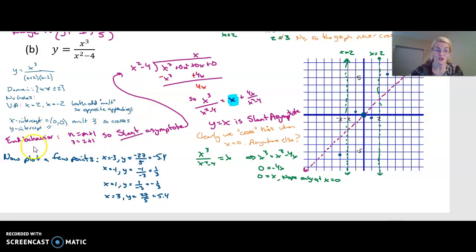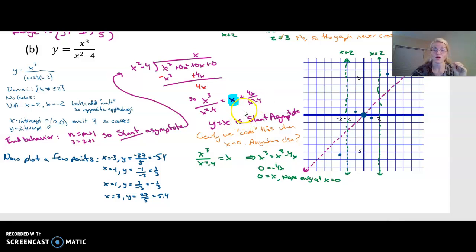So what's the end behavior going to look like? Well, in this case, my degree in my numerator is exactly 1 more than the degree in my denominator. So that means I'm going to have a slant asymptote. So do the long division, right? I'm going to get x times x squared minus 4 is x cubed minus 4x. When I subtract, that goes away. When I subtract, this is going to become a plus. So I'm going to have 4x. That's my remainder, right? There's nothing I can multiply by x squared to give me 4x. So this is just x plus 4x divided by x squared minus 4.